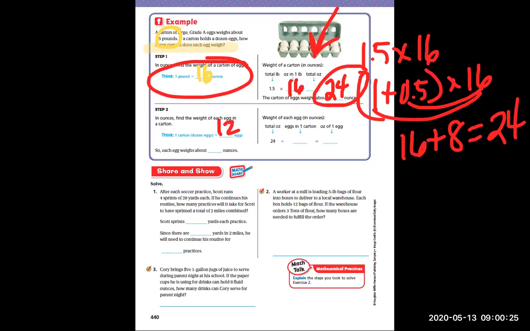and we're going to divide 24 ounces by the number of eggs, which is 12. 24 divided by 12 is equal to 2. So each egg would weigh 2 ounces. And does that answer seem reasonable? Yeah, I think it does.